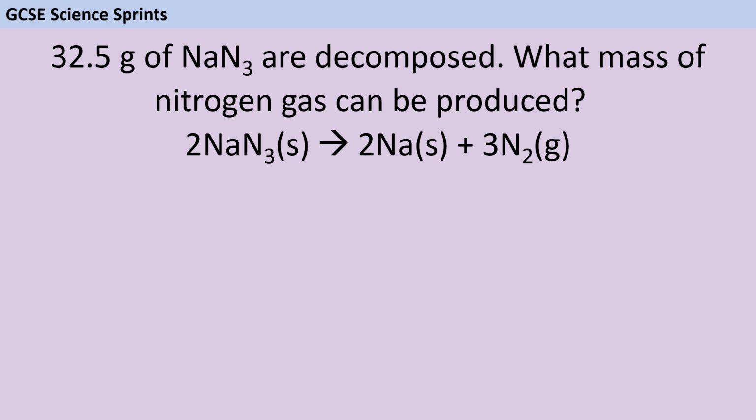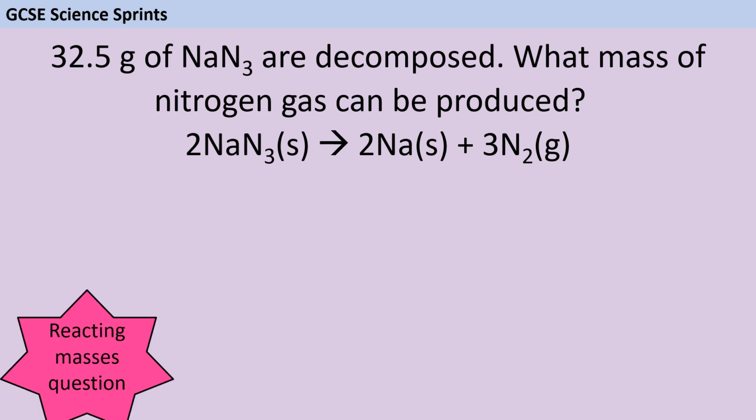So in this instance, we've only been given the mass of one reactant. In fact, there only is one reactant, and we're trying to work out the mass of a product. So this is what we call a theoretical yield question or a reacting masses question. It's not a limiting reactant question like we had in the previous video, because then I would have been given the masses of two different reactants, which here is impossible.